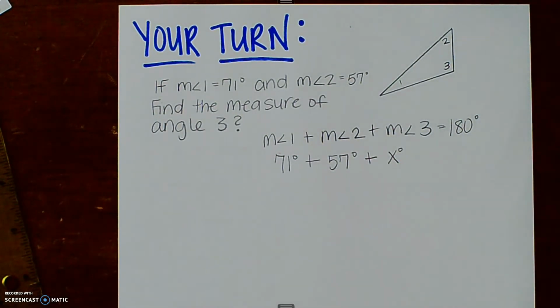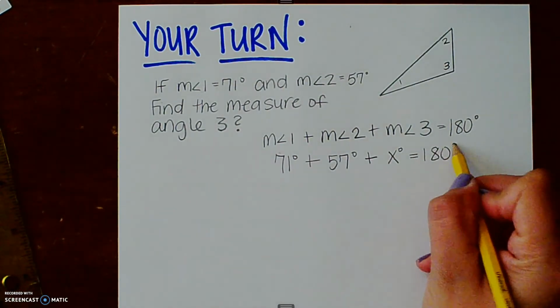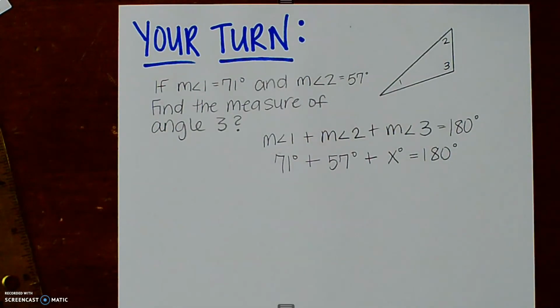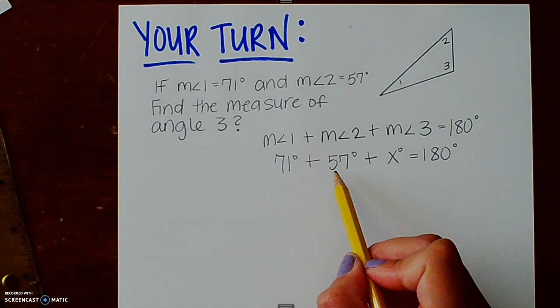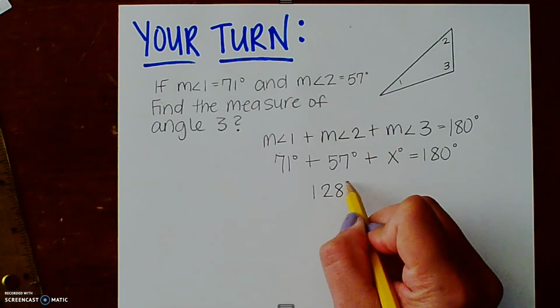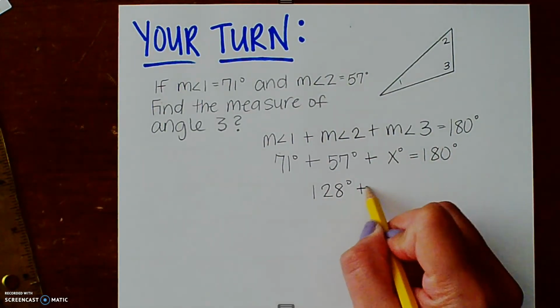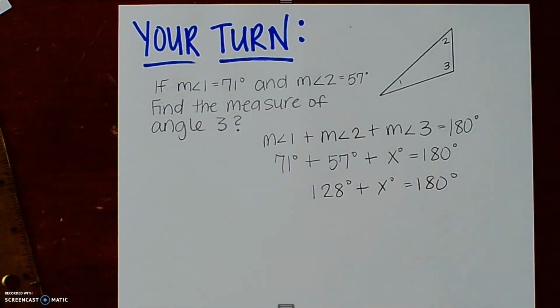You can even add a degree sign to your x. And all of those have to be equal to 180 degrees. And so then we're just going to solve. We're going to combine these two terms together, 71 plus 57, and we should get 128 degrees. And everything else stays the same, plus x has to equal 180 degrees.